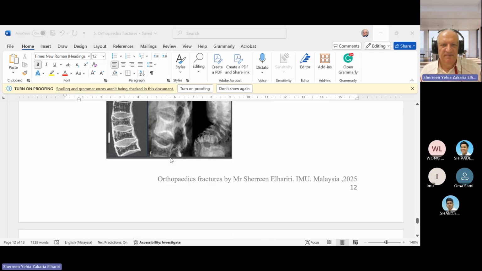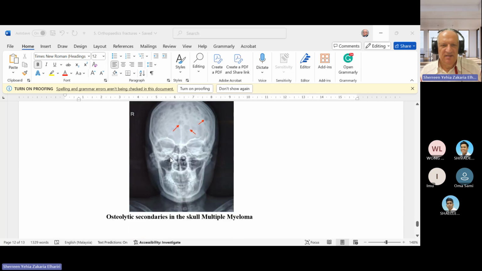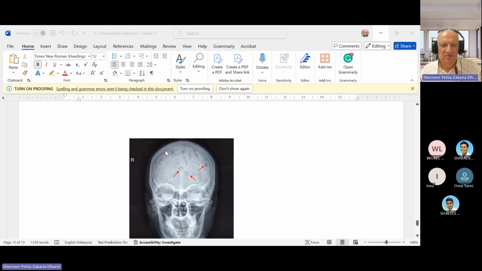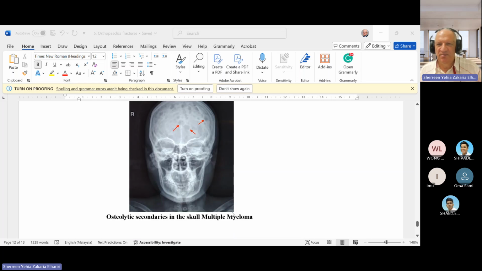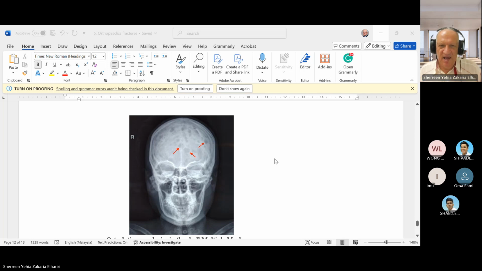The last one: does anyone know this? This is a patient with multiple osteolytic secondaries. What could it be? Anyone have an idea? This is a common question. Sometimes it's the first question in the exam. Multiple myeloma. Yeah, so this is multiple osteolytic secondaries, so it is multiple myeloma. Multiple osteolytic secondaries on X-ray is multiple myeloma.